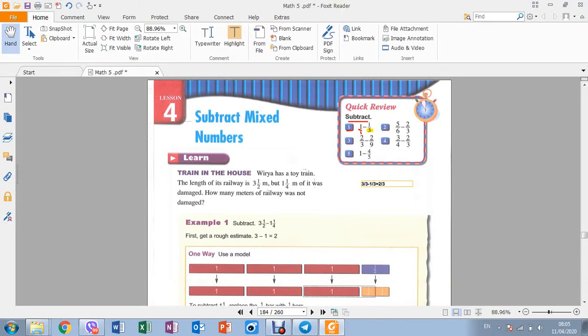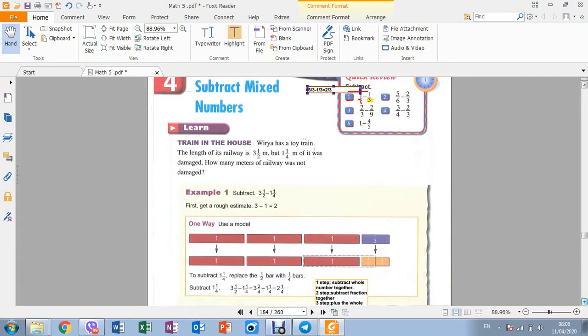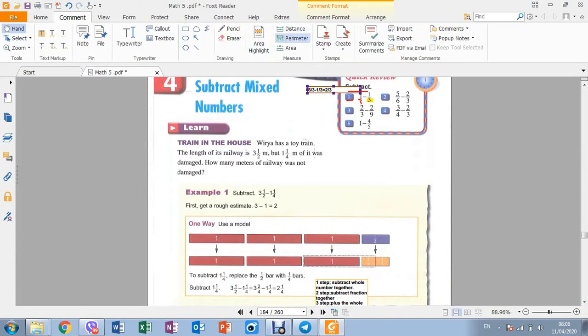This was the quick review, okay? Now, let's talk about how we subtract mixed numbers together. Look at the example. At first, I read this one.